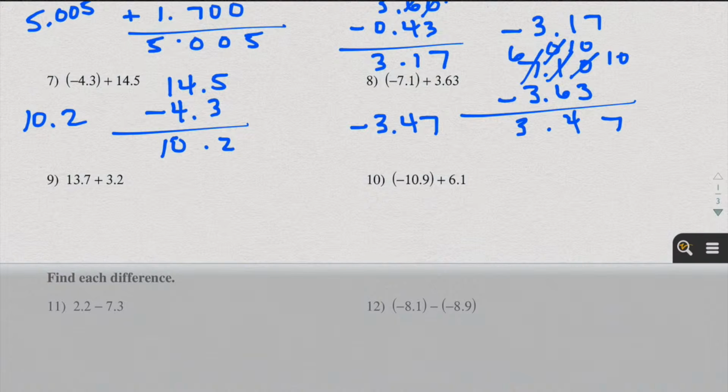Okay, number 9. 13.7 plus 3.2, that's just adding straight across, so we end up getting 16.9 for that.